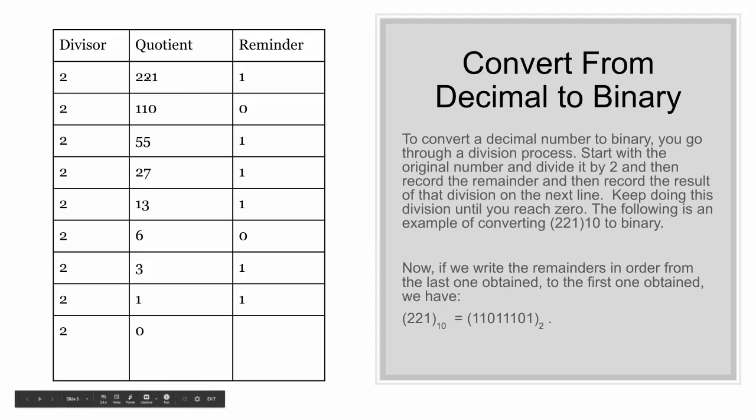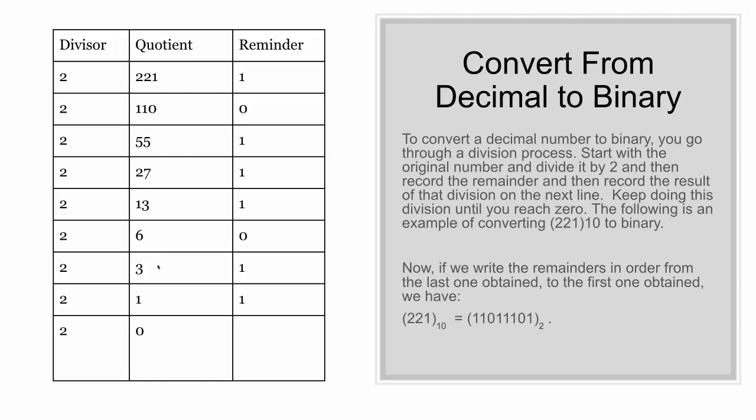And what we do is we start with the number 221 and we divide that number by 2. If you divide 221 by 2, you get 110, and we write down the remainder in this slot right here. So we'll just keep doing this until we go down to 0. So 110 divided by 2 is 55 with a remainder of 0. 55 divided by 2 is 27 with a remainder of 1. 27 divided by 2 is 13 with a remainder of 1.